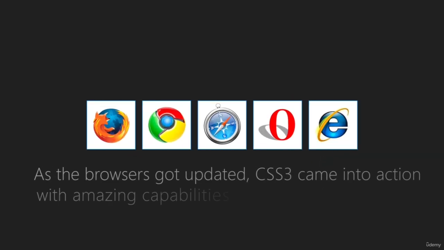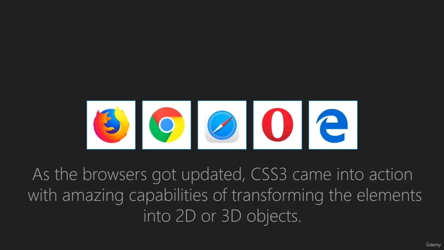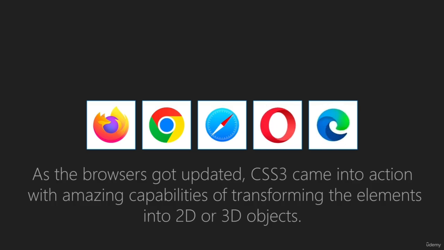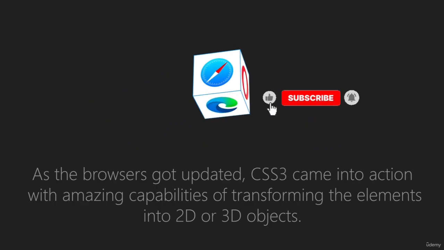Designing or transforming the elements into 2D or 3D objects or even animating them has never been easier. As the browser got updated, CSS3 came into action with amazing capabilities of transforming the elements into 2D or 3D objects, animating and decorating them in the best way possible.